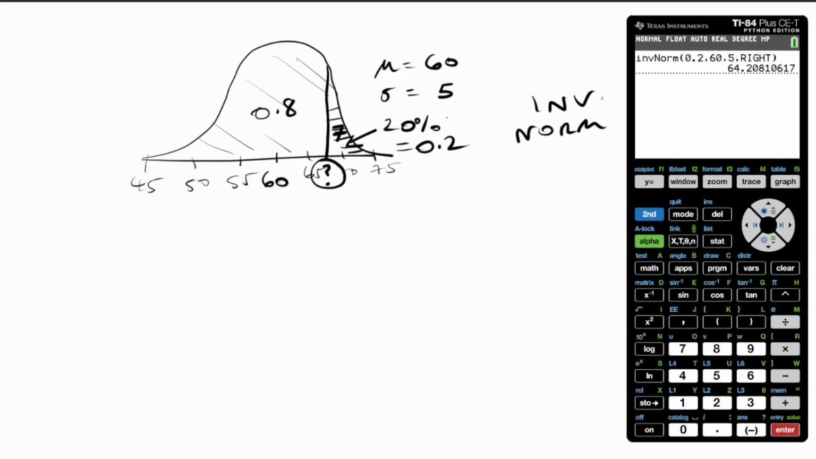So it's 64.2. Actually, my diagram was a little bit off because my line should have been around here, but we didn't know that before we did the question, so never mind. Okay, so it's 64.2 marks. Anyone got more than that, then you got a 7, which is totally kind of unrealistic, I think, isn't it? Unless it was a really, really tough exam. Okay, so this is how you use the invnorm.